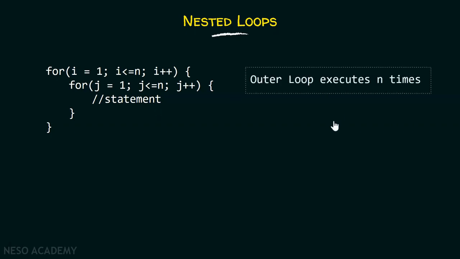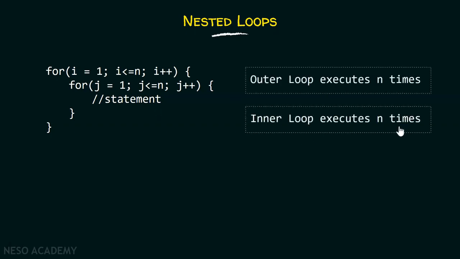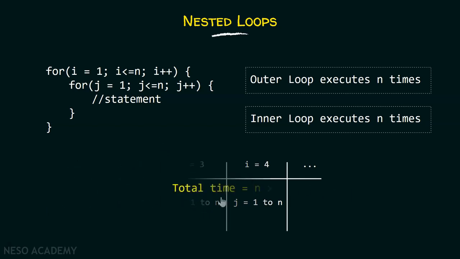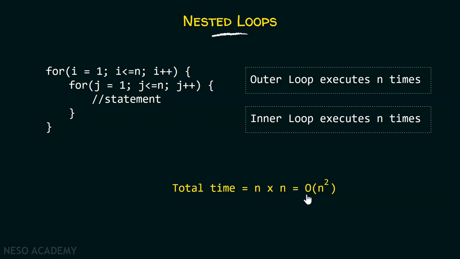The outer loop executes n times and the inner loop also executes n times. Apart from this, we also know that for i equal to 1, the inner loop runs from 1 to n. For i equal to 2, the inner loop again runs from 1 to n. For i equal to 3, the inner loop again runs from 1 to n, and so on. So from this idea, it is clear that the total time will be n into n, that is order of n square. So the growth is quadratic in this case. So nested loops can be handled in this way. This is how you get quadratic growth, because this is n into n, right? For each value of i, this will execute n times. So that is why it is n into n and this gives order of n square.